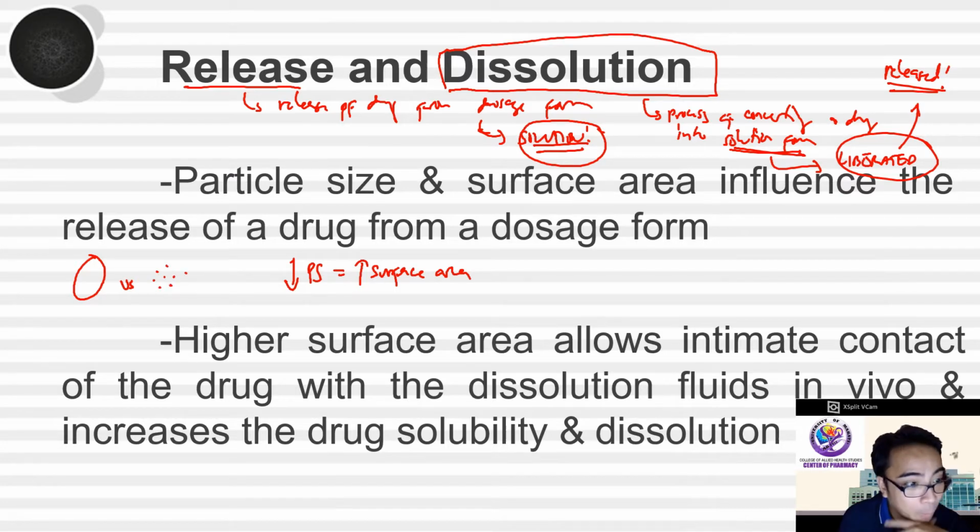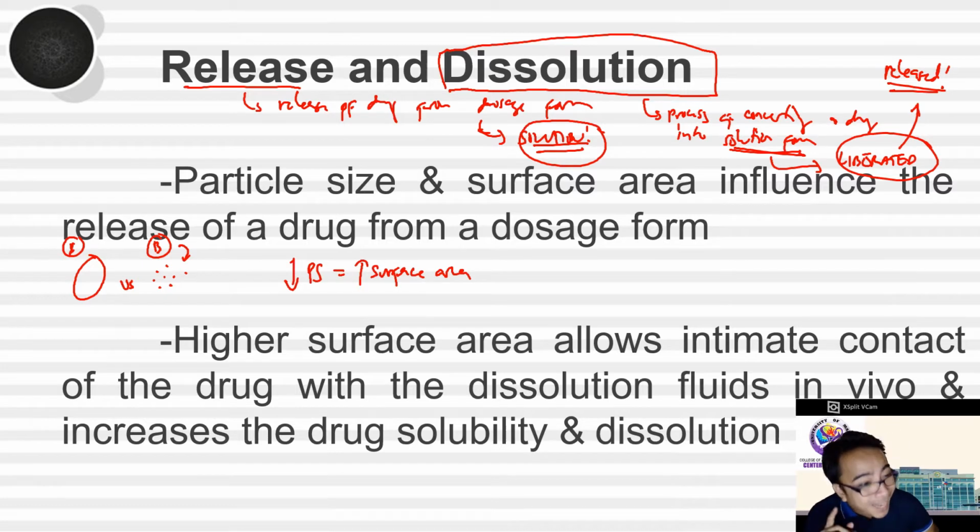Between the two class, sino mas madaling mabasa? Sino mas madaling mag-turn into fluid or mag-turn into solution? Is it A or B? Well, obviously, class, for this case, B will turn into a solution much faster because of the fact, class, na mas malaki ang kanyang surface area, allowing it to be easily wetted by the dissolution fluids.